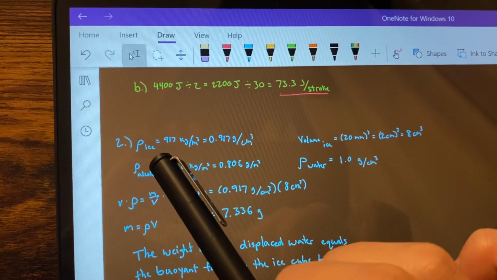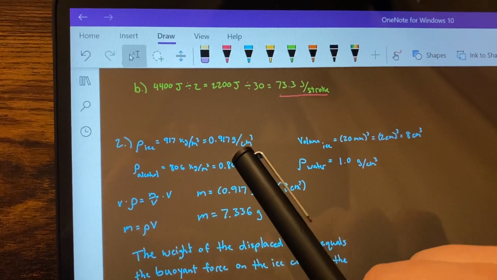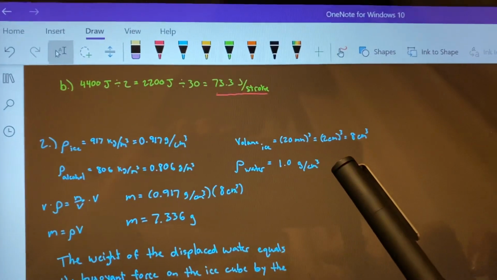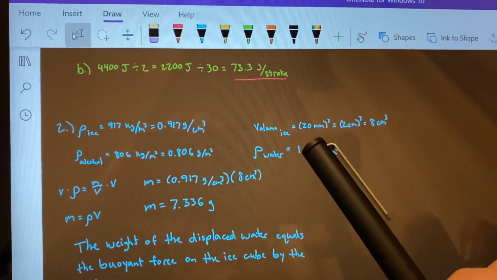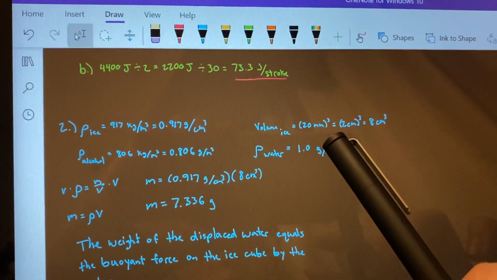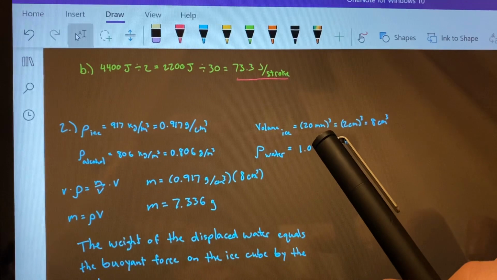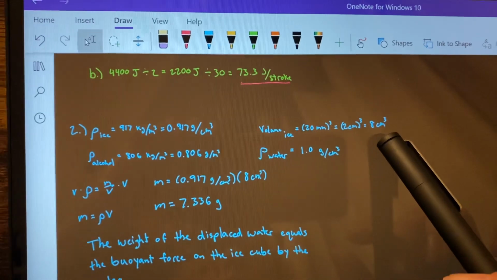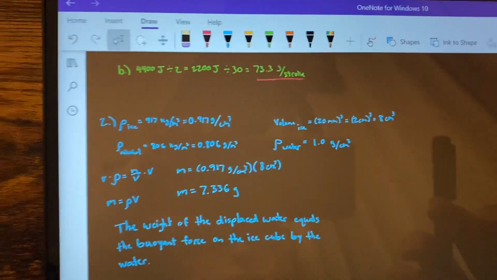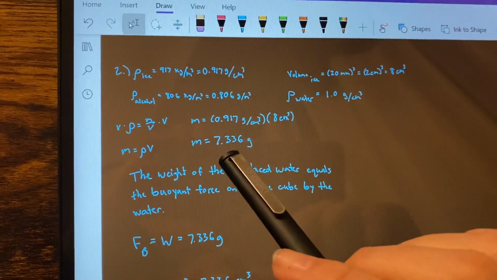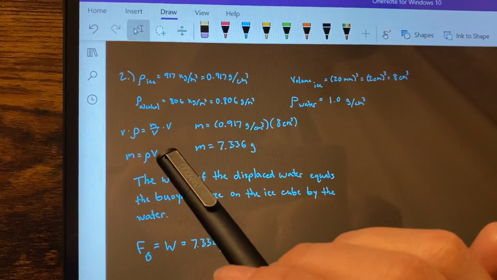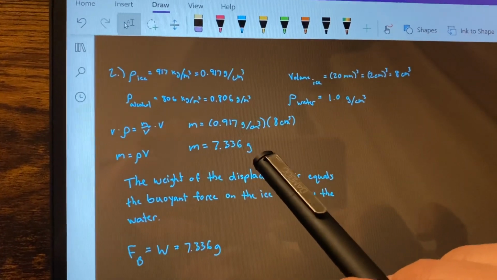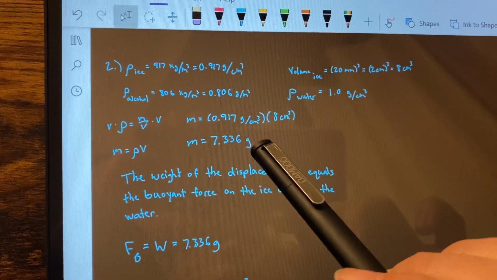The ice's density is 0.917 grams per centimeter cubed when you converted it to centimeters. And then the volume we can figure out using the length of each side that was given. So we know that the volume is 8 centimeters cubed. And then we find out the mass because we know that density equals mass divided by volume, and so we can rearrange that equation so we can find out that the mass of the ice cube is 7.336 grams.